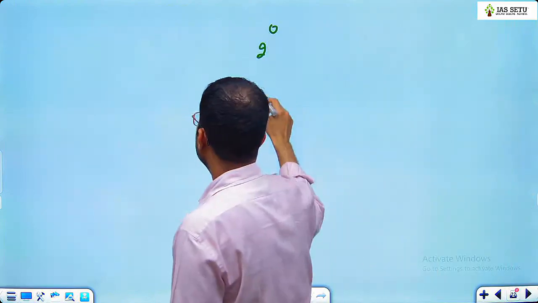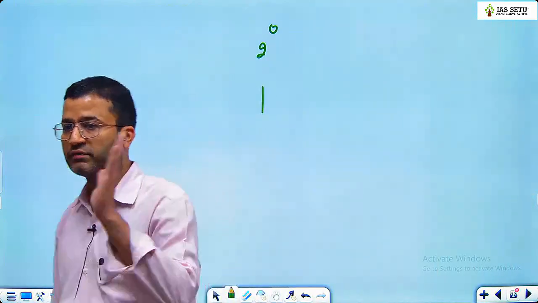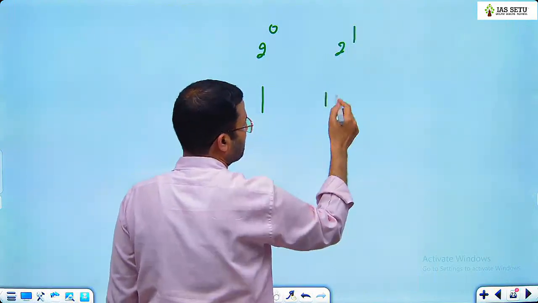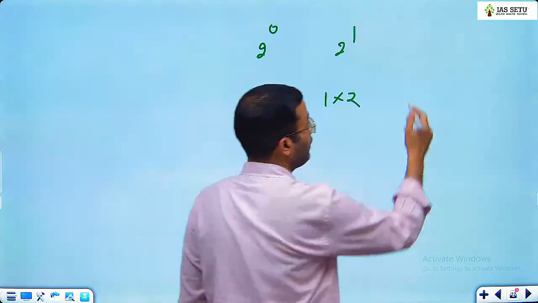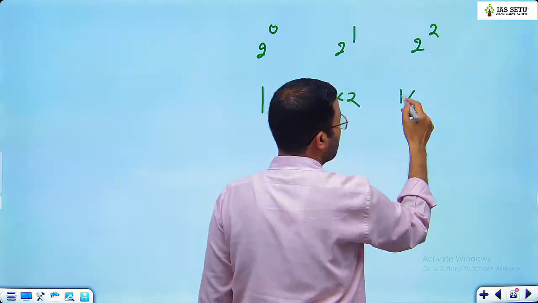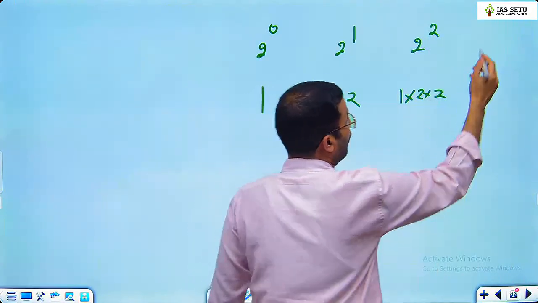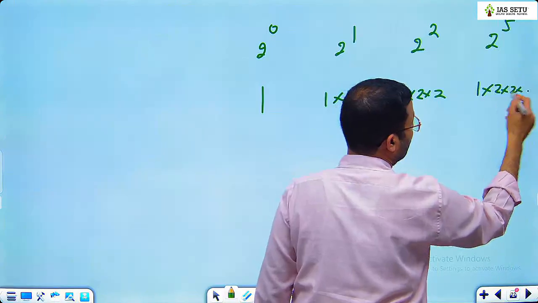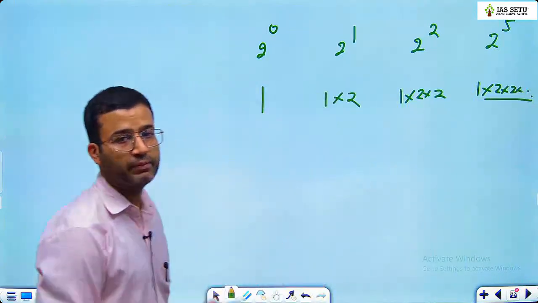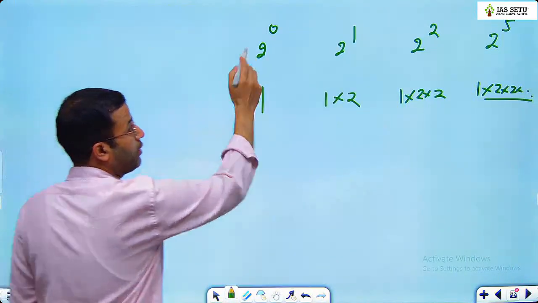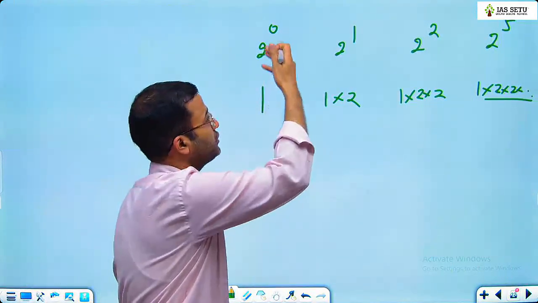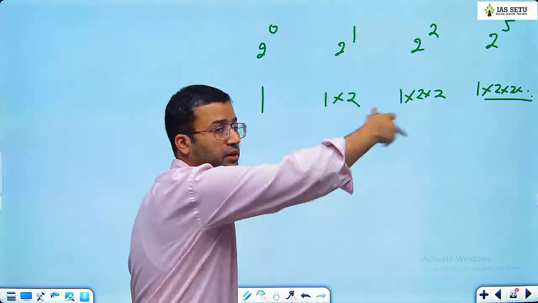2 is to power 0 is a starting point, which is 1. Then 2 is to power 1 is 1 into 2. Then 2 is to power 2 is 1 into 2 into 2. 2 is to power 5 will be 1 into 2 into 2 into 2 into 2, 2 multiplied 5 times. Base तो same है. Power देखो. Power 0 से 1 2 3 4 5 जाए तो नंबर बड़ा होता गया.